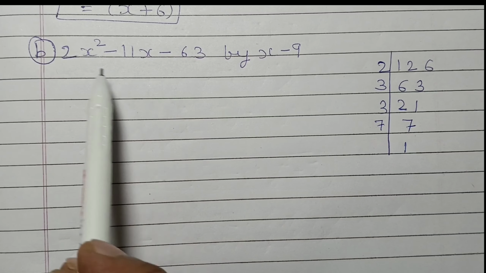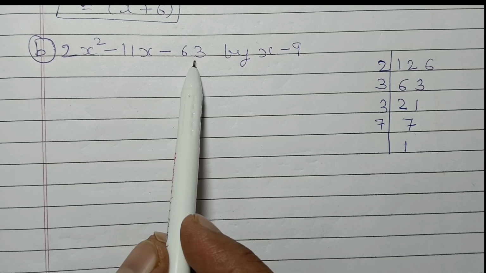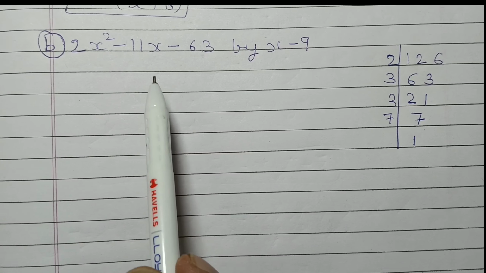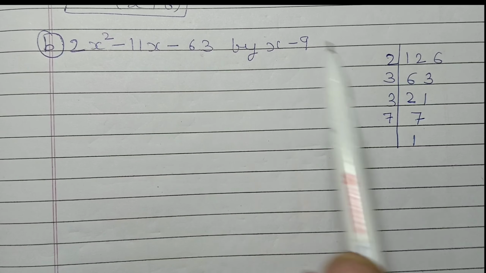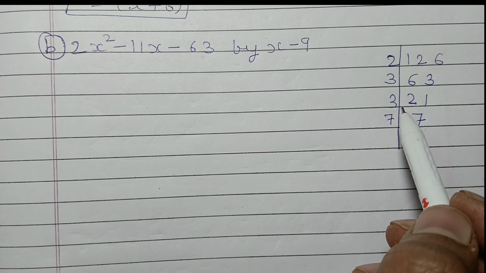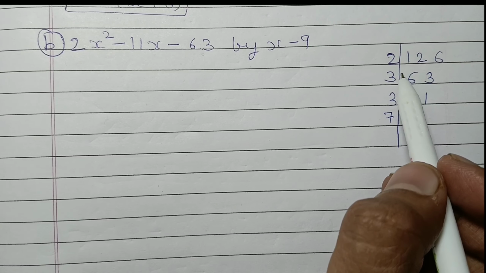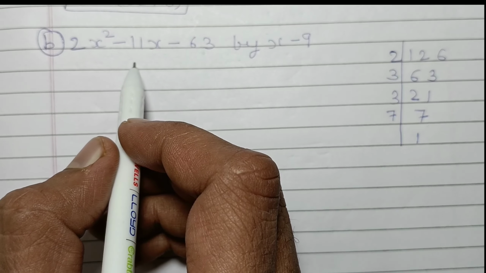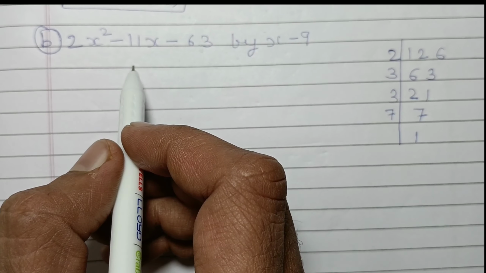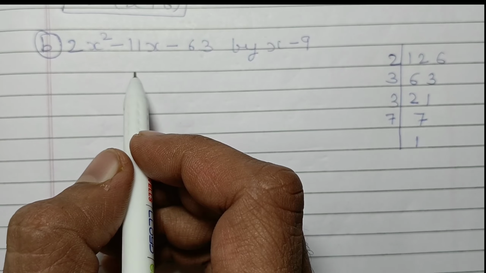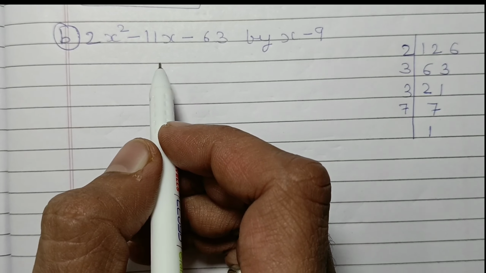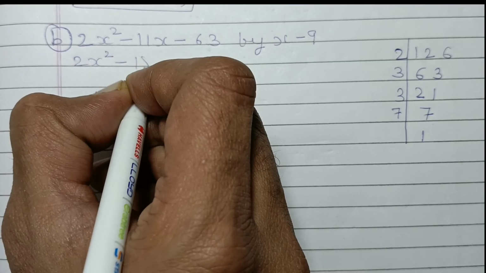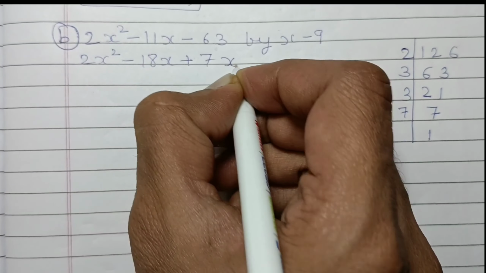So now we have to find two numbers such that if we multiply them, it will give us 126, and if we add them, it will give us minus 11x. These two numbers are 18 and 7. 18 sevens give us 126, and minus 18 plus 7 will give us minus 11x. So 2x square minus 18x plus 7x minus 63.